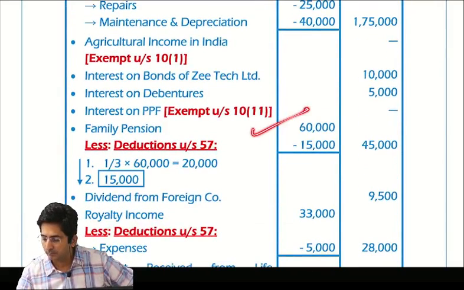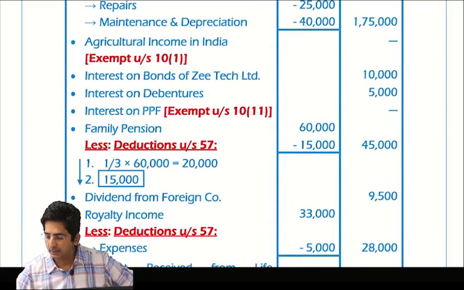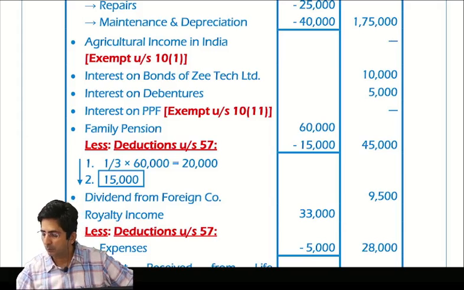First in the inner column, 60,000. Less deduction under section 57, 1/3 or 15,000, whichever is lower. So what is lower? 15,000. Outer column, 45,000.